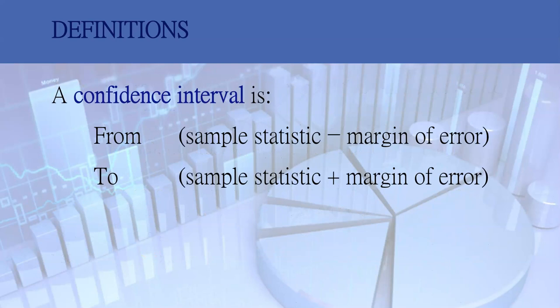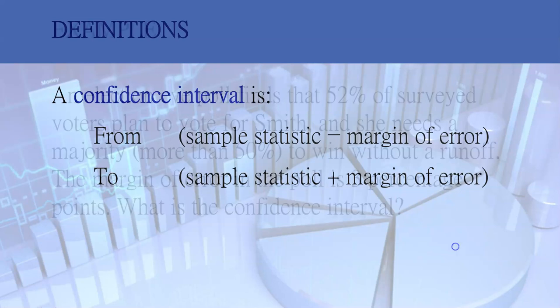So a confidence interval is calculated this way. It's from and to. So you take your sample statistic that you got from your sample and subtract the margin of error, and then you add the margin of error. And that gives you something called a confidence interval. How confident can you be that your sample statistic actually applies to your population parameter?